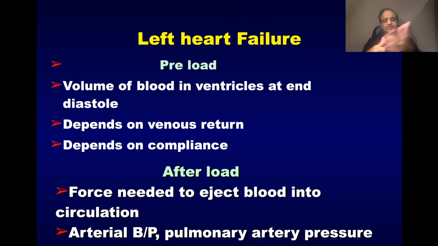the blood into the aorta. The examples of increased afterload are, of course, systemic hypertension and tight aortic stenosis. So we discussed these terms: what is preload and what is afterload in heart failure.